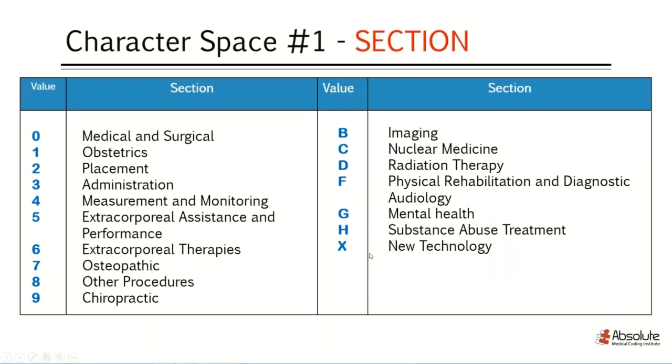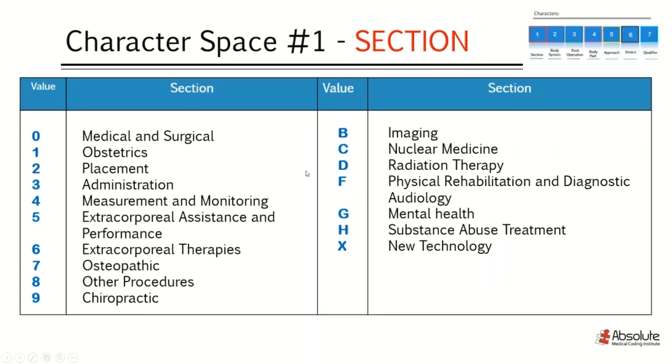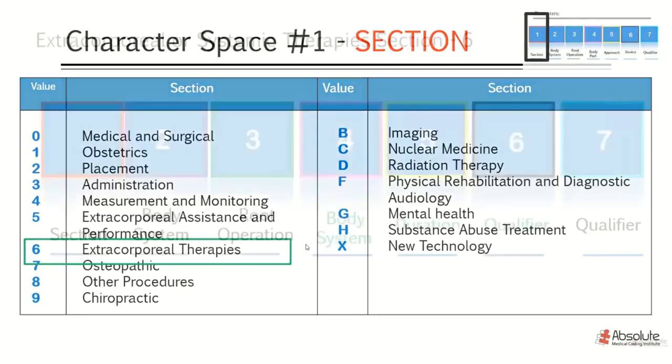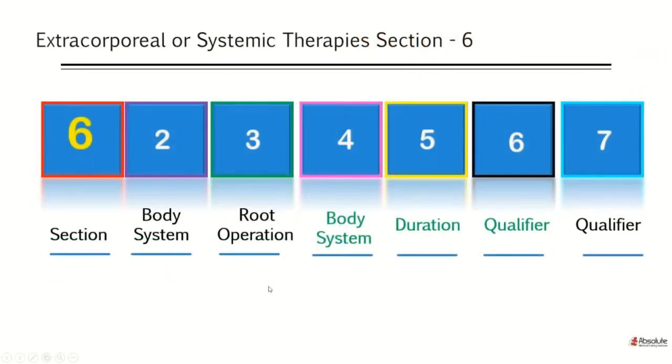Now it's time to learn about Section 6. This is extracorporeal therapies. So what is that? Well, before I tell you what it is, I want you to see the difference between the codes. So this PCS code has the Section 6, your body system, your root operation. It's got the duration, qualifier, and another qualifier. Looks very similar to Section 5, excuse me.